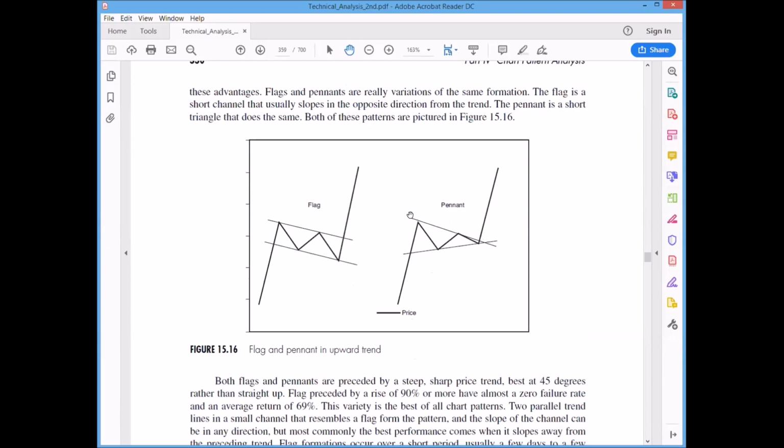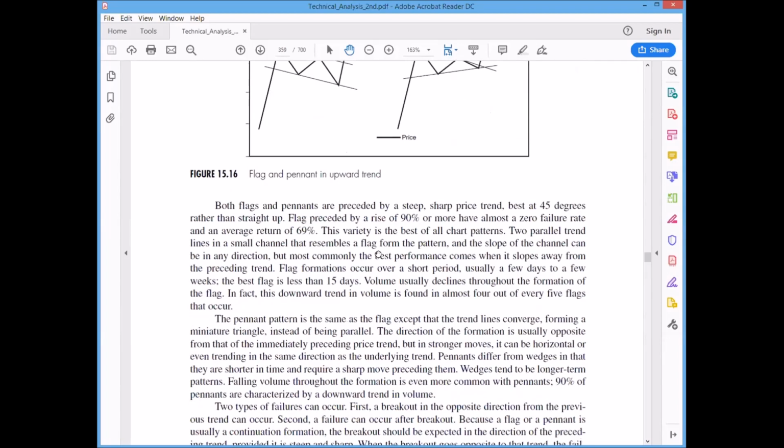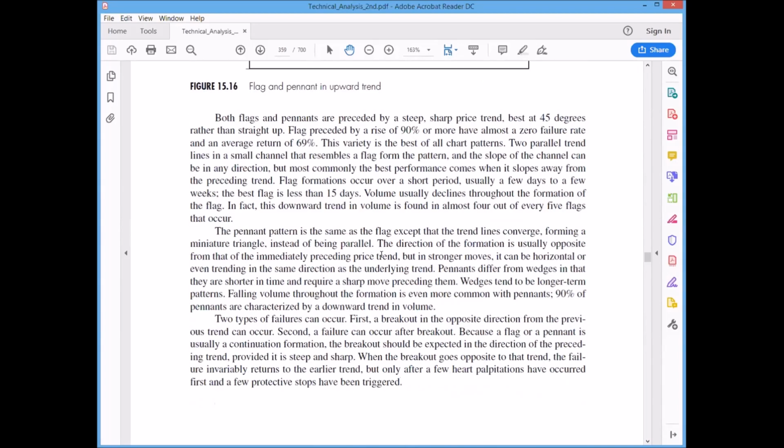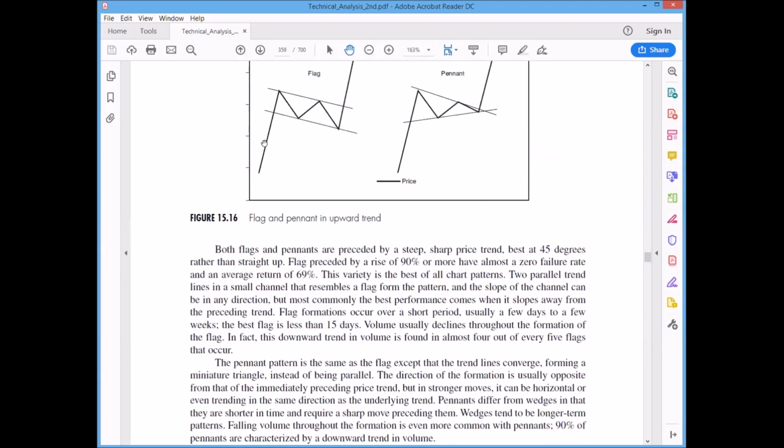The difference is that the boundaries are skewed together and they're not running parallel. So in a flag, we tend to see the upper and lower boundaries running parallel. In a pennant, they cross and form almost a triangle. But again, the sentiment is the same. It says both flags and pennants are preceded by a steep, sharp price trend, best at 45 degrees rather than straight up. Crypto can be straight up.